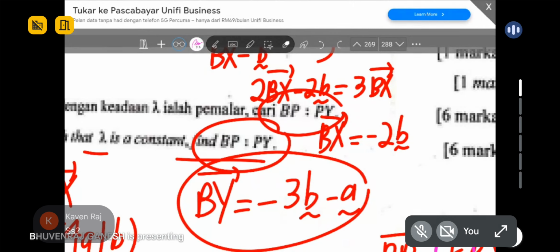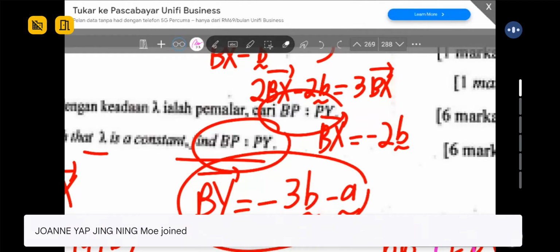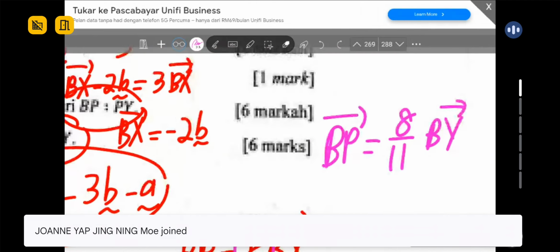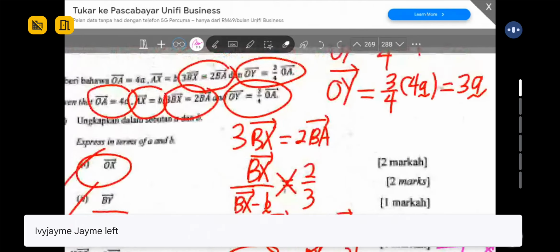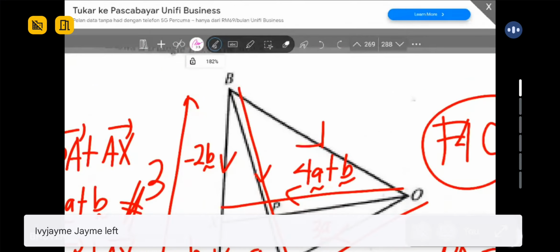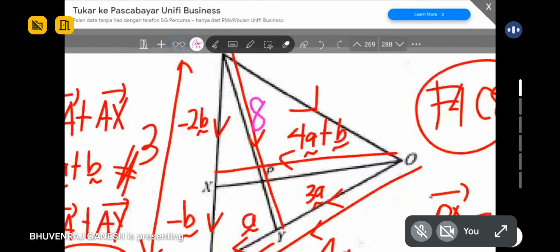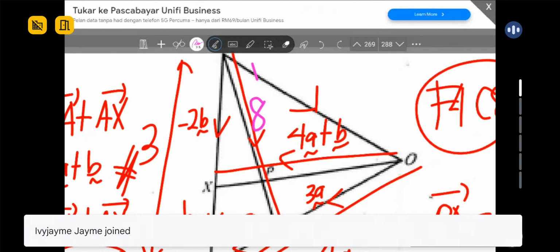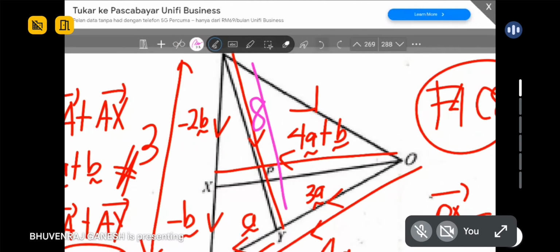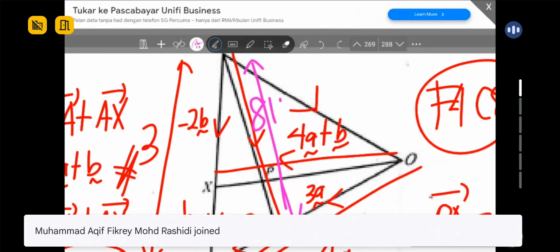So how to find the ratio, guys? Very simple. You can use this information. BP is 8 parts, BY is 11 parts. Can you see that? BP takes 8 parts, BY total is 11 parts. Am I right? Based on the ratio.